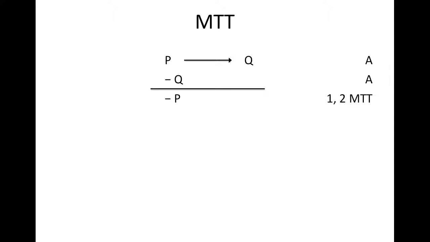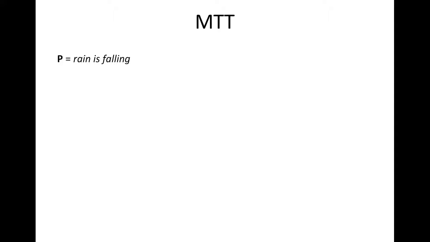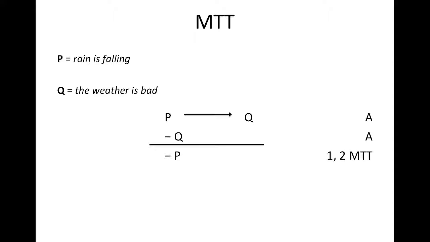So to show how this actually works logically in an example, take the following illustration. If P is rain is falling and Q represents the weather is bad, then the following statement says, if rain is falling, then the weather is bad. Cool, so that seems pretty logical. It's a logical step. If we accept that as true, we can move to the next stage. If we assume or we know that the weather is not bad, then by using MTT, we can derive the fact that rain is not falling.